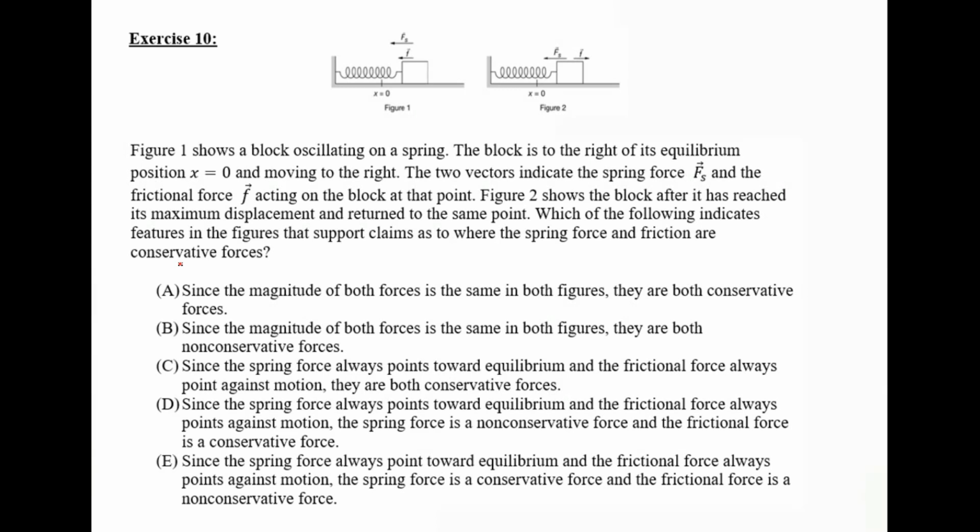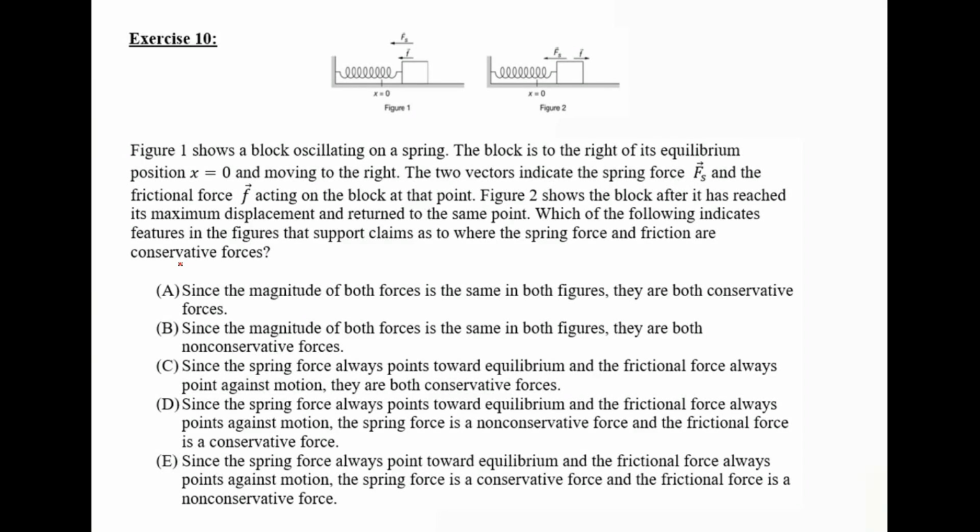Now exercise: Figure 1 shows a block oscillating on a spring. The block is to the right of its equilibrium position, x is 0, and moving to the right. The two vectors indicate the spring force Fs and the frictional force acting on the block at the point. Figure 2 shows the block after it has reached its maximum displacement and returned to the same point.